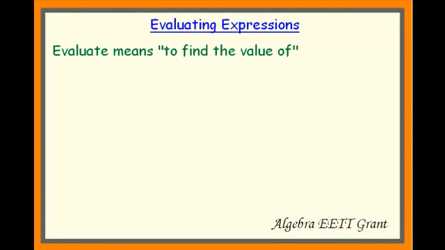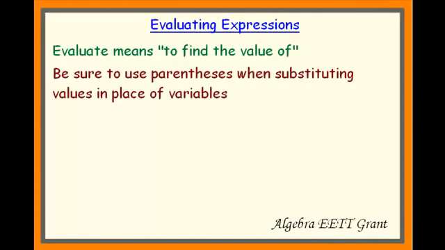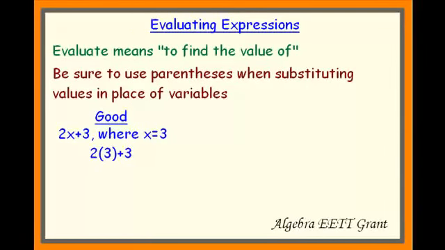Now, whenever you're evaluating, be sure to use parentheses when substituting values in place of variables. It becomes very important so you know what order of operations to use. A good way to solve 2x plus 3 where x equals 3: anywhere there's an x, put a 3. So you'll notice we put parentheses around the 3. Now, it is 2 times x, so it is also understood to be 2 times 3. Well, 2 times 3, that's 6, and 6 plus 3 is 9.